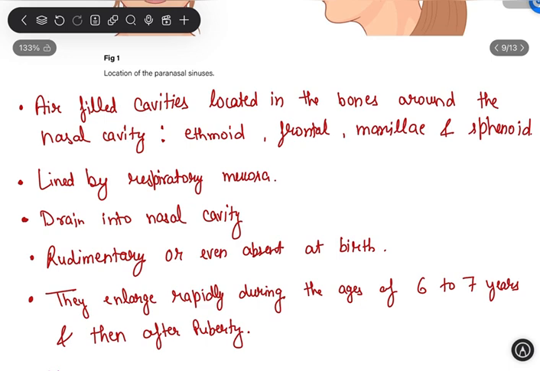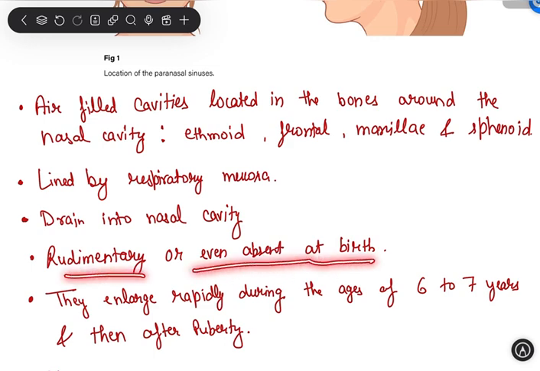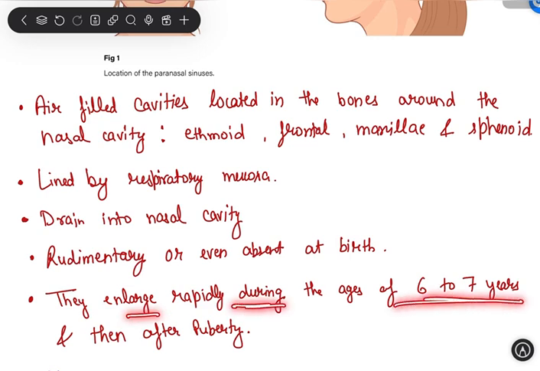The drainage of the sinuses mainly depends on the movement of the cilia, which propel the mucus towards their openings in the nasal cavity. These sinuses are rudimentary or even absent at birth, but they enlarge rapidly during the age of 6 to 7 years and then after puberty.